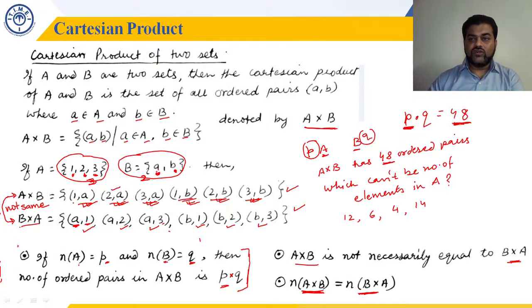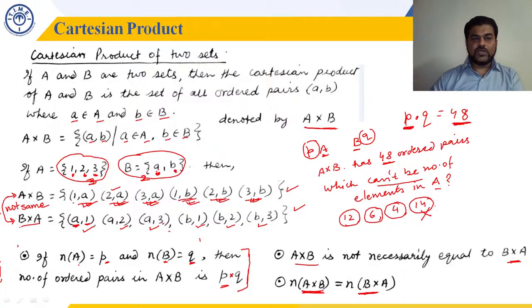What are the possible factors of 48 that we see in the options? 12 is a possibility; it can be the number of elements in set A. 6 can also be the number of elements in set A. 4 is also a factor of 48, so that can also be the number of elements in set A. 14 is not a possibility, because 14 is not a factor of 48. The question asks which can't be the number of elements in set A, so 14 cannot be the number of elements in set A.